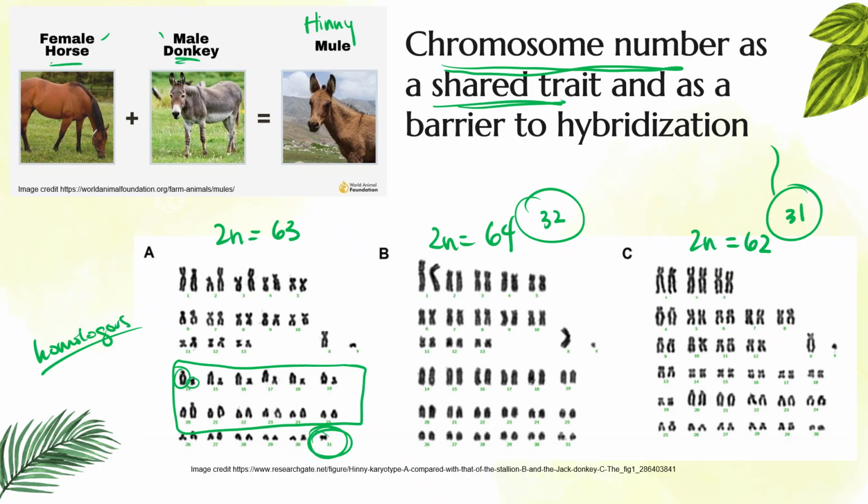So does that mean that mules and hinnies aren't species because they can't reproduce? Maybe. Maybe they're not species. Maybe they're just hybrids.